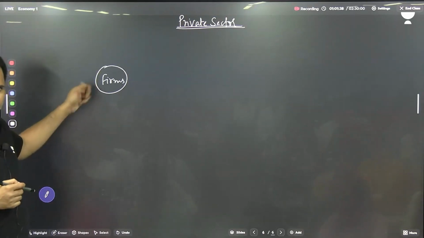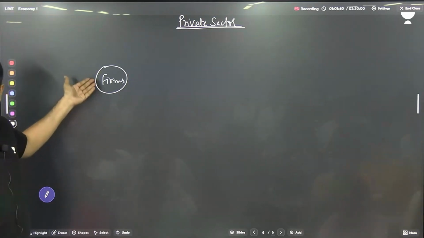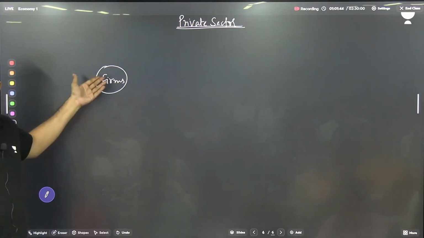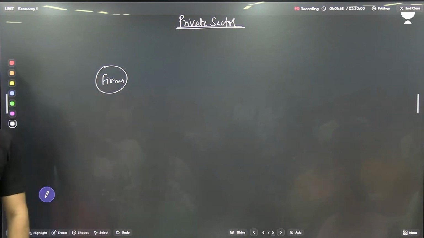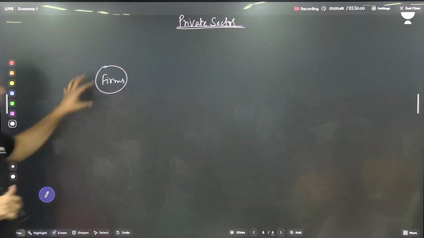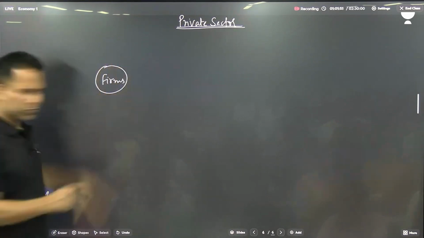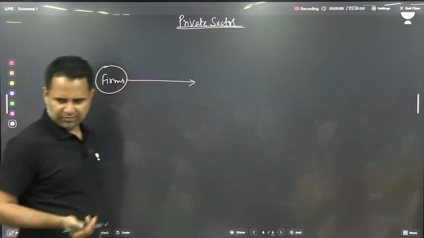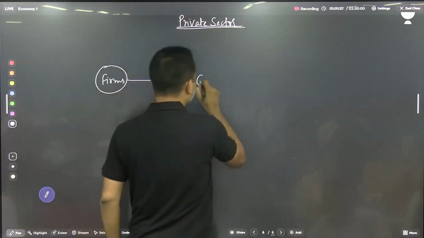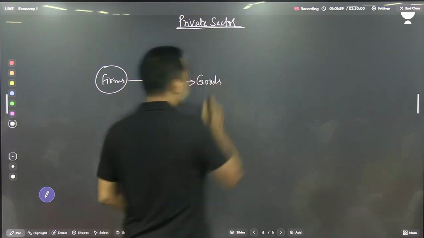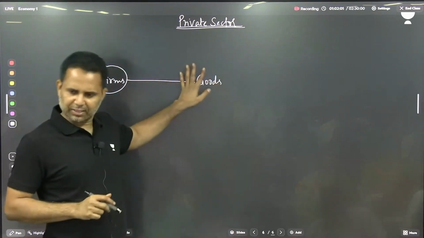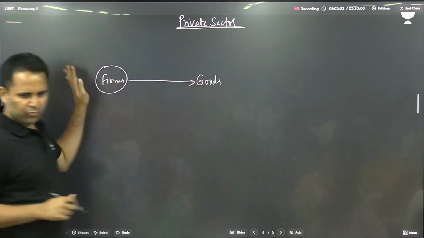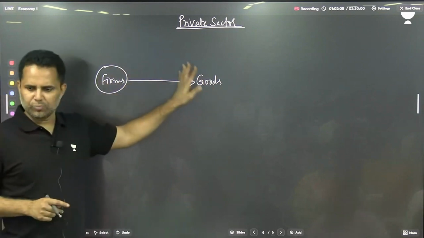What is the basic function of a firm, a company? The basic function of a company is to produce output. Profit is basically the objective of a firm. Okay? Output means goods and services. I am going to write here goods. Services are already included here, I will tell you. So this is a firm whose basic function is to produce output, meaning goods and services.